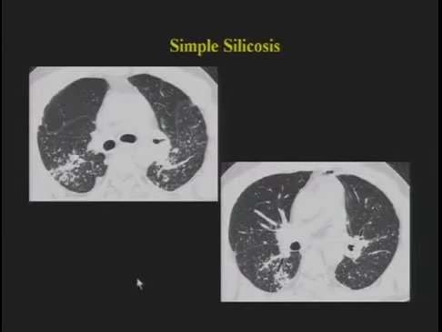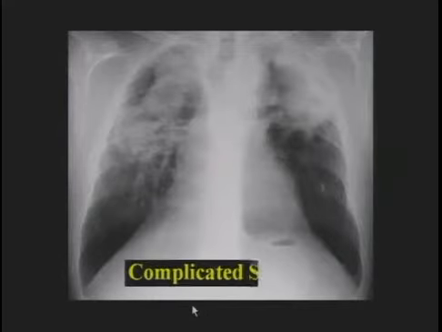Now the appearance of sarcoid can be mimicked by silicosis or coal workers' pneumoconiosis. And here a patient with simple silicosis showing subpleural nodules and peri-bronchovascular nodules. This is a patient with complicated silicosis where fibrosis has occurred in relation to these nodules, and you get these upper lobe masses that look very much the same as fibrotic or end-stage sarcoid.